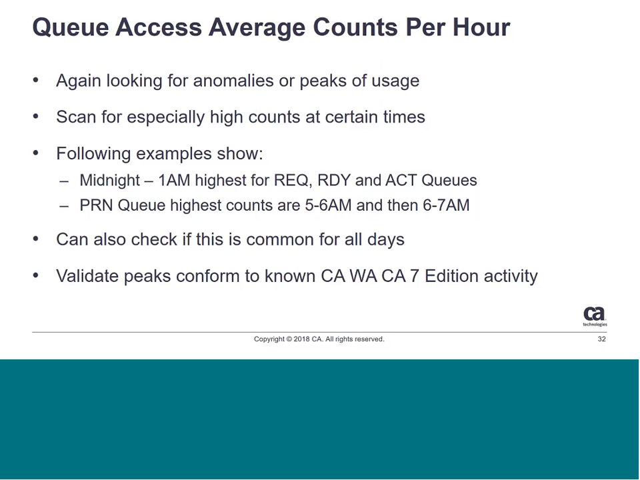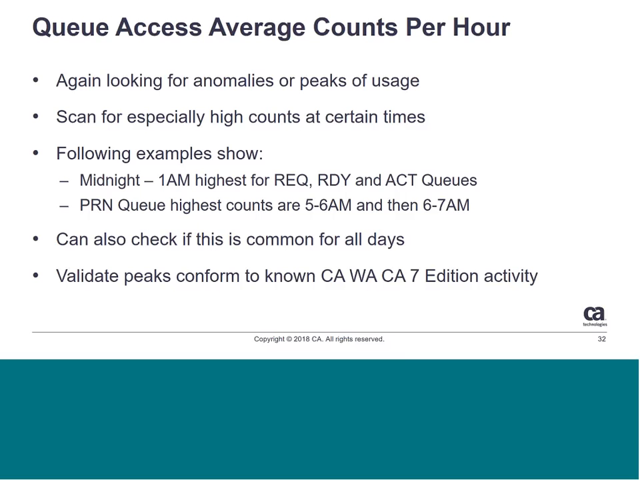is the highest for the request, ready and active queues, and that ties up with our peak loading graph, when we showed that peak loading was between midnight and 1 a.m. And so you would expect there to be higher counts on those days. And in the example, prior run queue peaks between 5 and 6 and 6 and 7. And that could be when a lot of the work is actually being finished. So the thing to do is look at these and say, is this common across all the days? Is this standard?